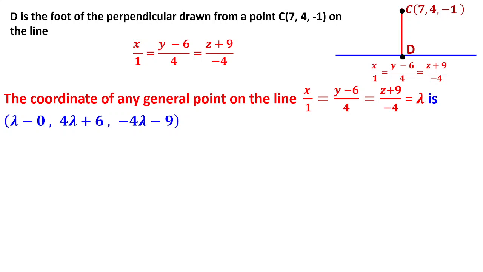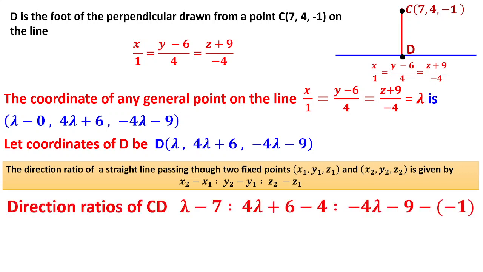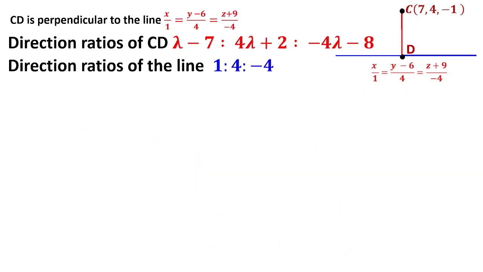X by 1 equal to lambda gives you lambda minus 0. Y minus 6 by 4 is equal to lambda gives you 4 lambda plus 6, and the third one will give you minus 4 lambda minus 9. Well, let this be capital D. Now get the direction ratios of CD. You have 7, 4, minus 1 and this D. Subtract it now: lambda minus 7, 4 lambda plus 6 minus 4, minus 4 lambda minus 9 minus of minus 1 will give you lambda minus 7, 4 lambda plus 2 and minus 4 lambda minus 8. Do the simplification carefully.